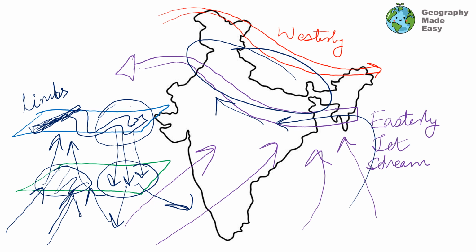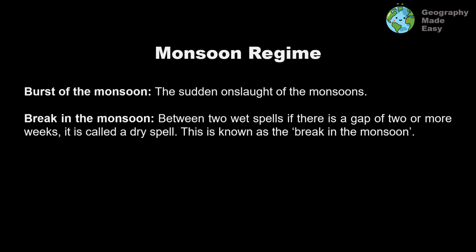Similarly, the westerly disturbances which come from the Mediterranean to the Indian subcontinent can travel such a far distance because the jet streams blow in the form of vacuum cleaners. So, I hope the mechanisms for the monsoon are clear.